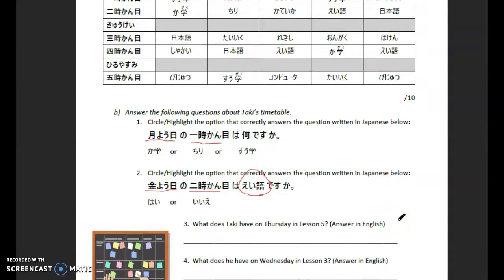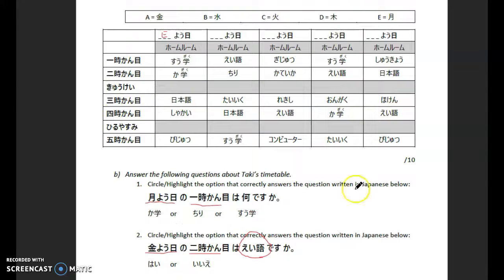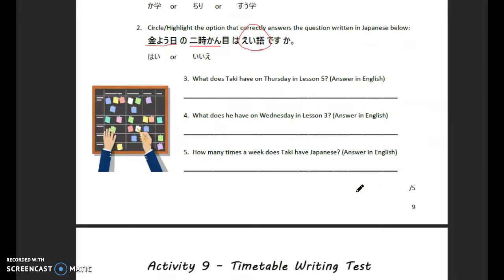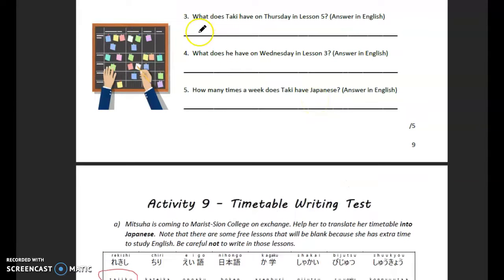Question 3. Actually, 3 to 5 are all in English, so we need to remember to write the answer in English, so we need to translate the subject. What does Taki have Thursday in lesson 5? So I'm looking at Thursday, lesson 5. This subject I need to put into English below. Now, if you're not confident in reading the hiragana, scroll down to activity 9, and you can see that this is actually pronounced taiiku. So if you know what taiiku is, you can write it on the line there. If you're not sure, just have a guess. That's okay. Much better to have a guess than not put anything down.